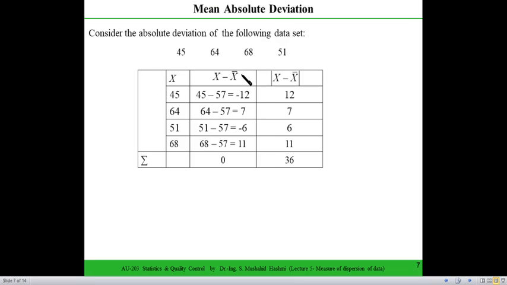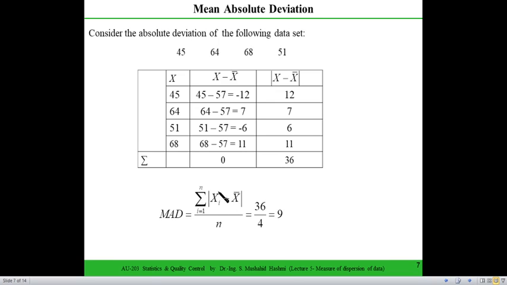So in order to get rid of this situation, we take the same data set, but this time we are interested in the absolute value of the deviation from the mean. How the data differs from the mean, and how much is the magnitude of that. So minus 12 becomes positive if you take the modulus, and minus 6 also becomes positive. Once you add them up, the sum of the absolute deviations results in the number 36.